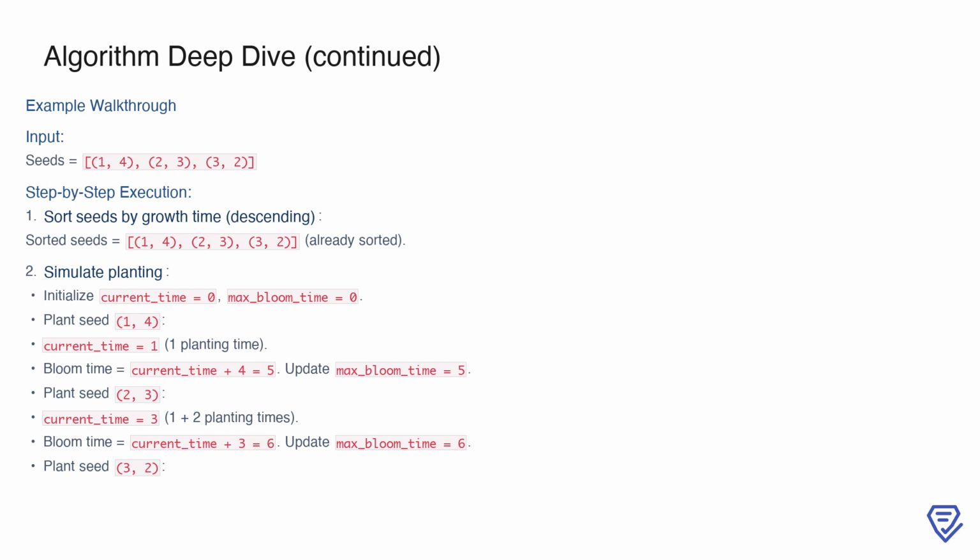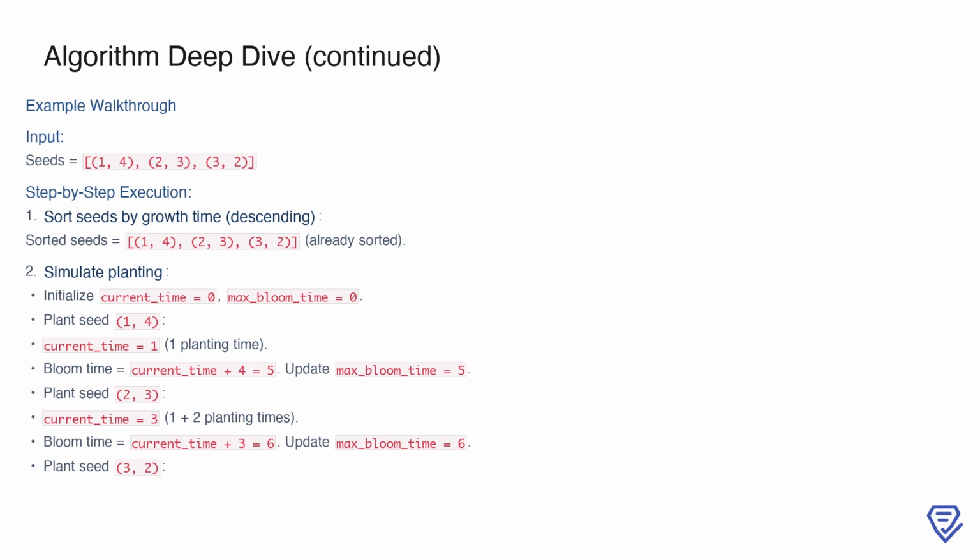Let's walk through an example to see how the algorithm works. Suppose the input is a list of seeds with their planting and growth times: (1, 4), (2, 3), (3, 2). First, we sort the seeds by their growth times in descending order. In this case, the list is already sorted as (1, 4), (2, 3), (3, 2). Next, we simulate the planting process. We initialize current_time to 0 and max_bloom_time to 0.